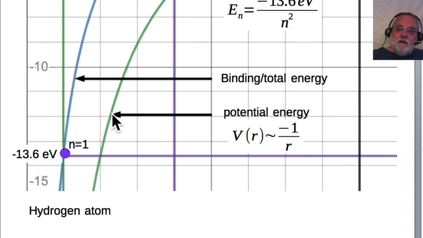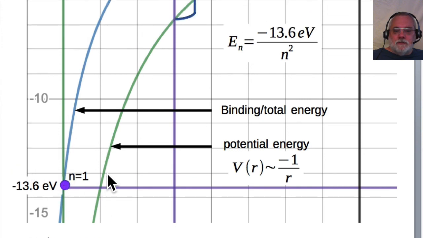It turns out that all of the quantized energy levels for the hydrogen atom are on this blue curve, which is 1/2 the potential energy curve. There is a ground state quantized energy level, n equals 1. It is this purple dot, minus 13.6 electron volts.